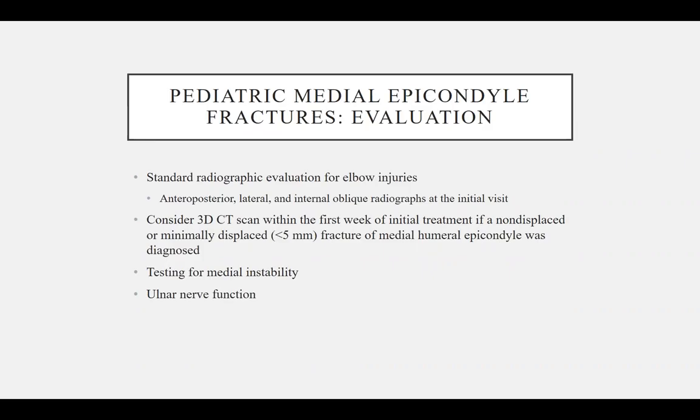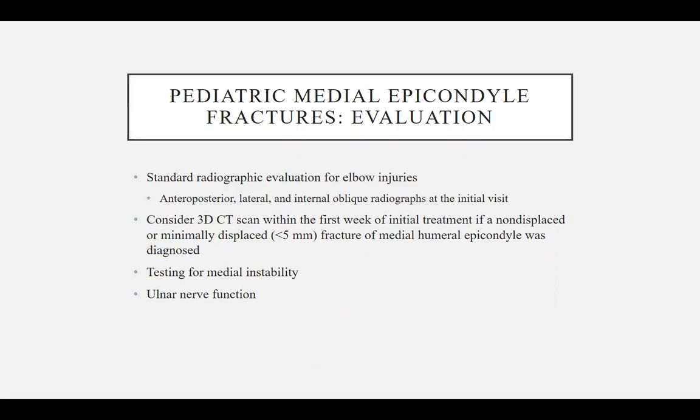The standard radiographic evaluation for elbow injuries involves AP, lateral, and internal oblique radiographs at the initial visit. You can also consider a 3D CT scan within the first week of initial treatment if a non-displaced or minimally displaced fracture of less than 5 millimeters of the medial epicondyle was diagnosed. CT scans are more accurate and show that displaced fractures are more anteriorly placed than appreciated on x-rays, but are also associated with higher exposure to radiation.